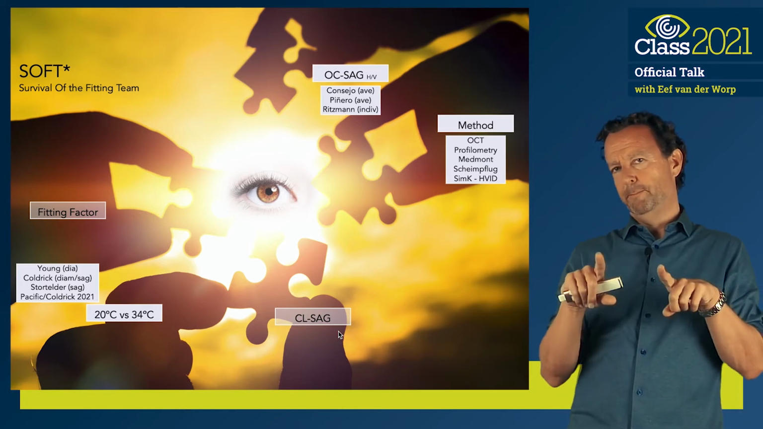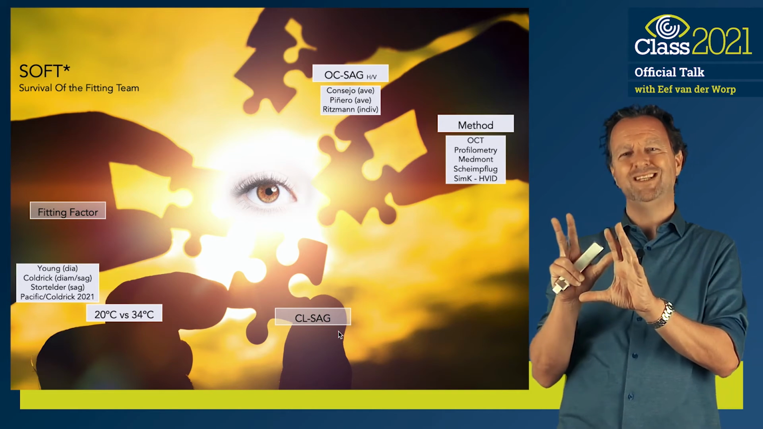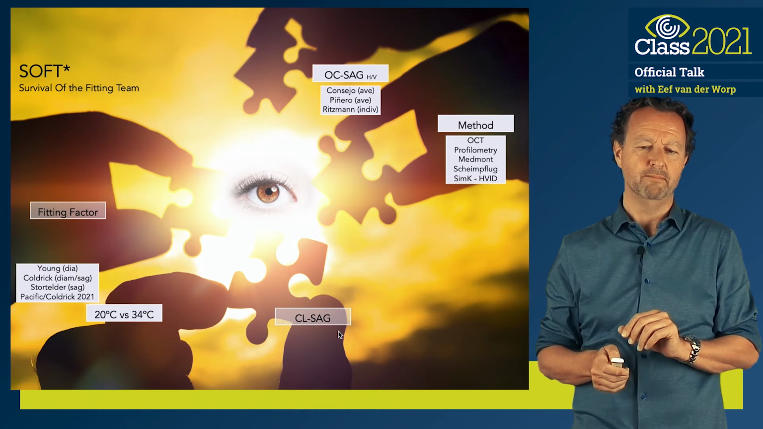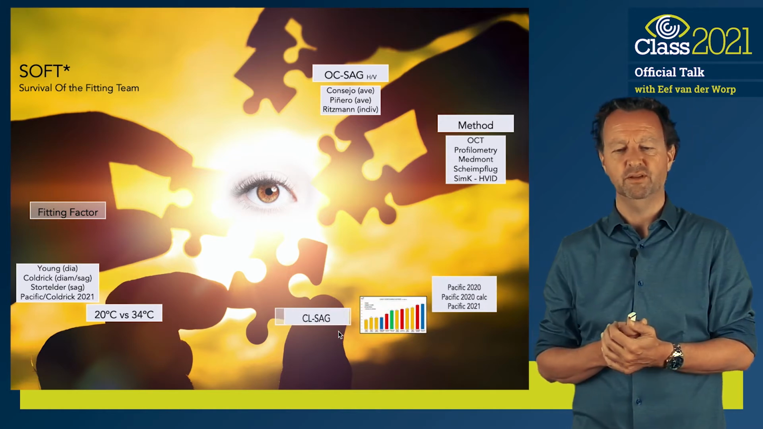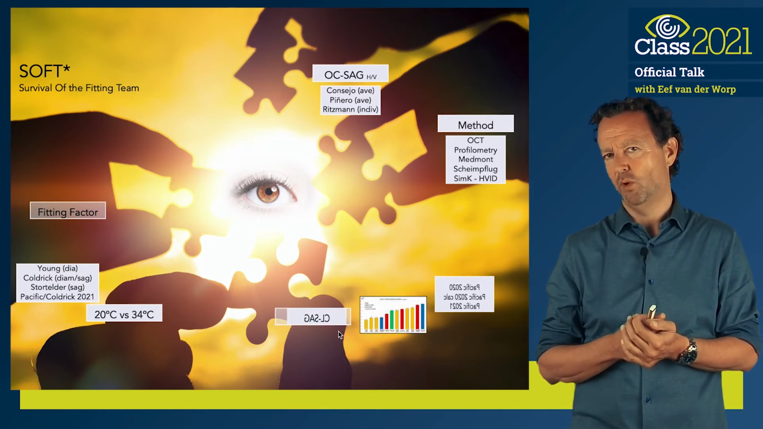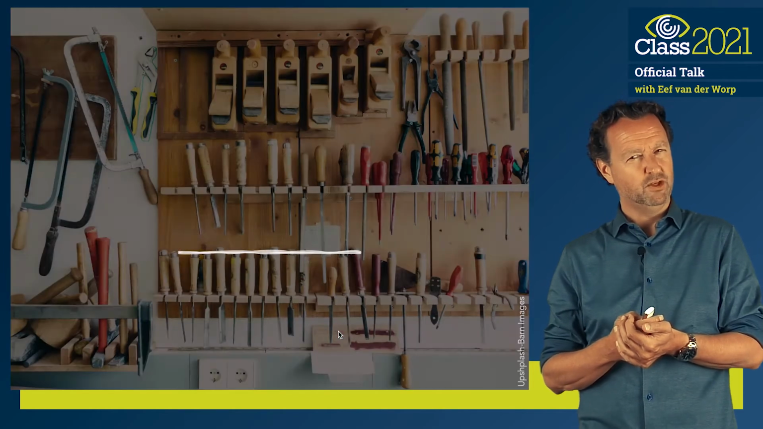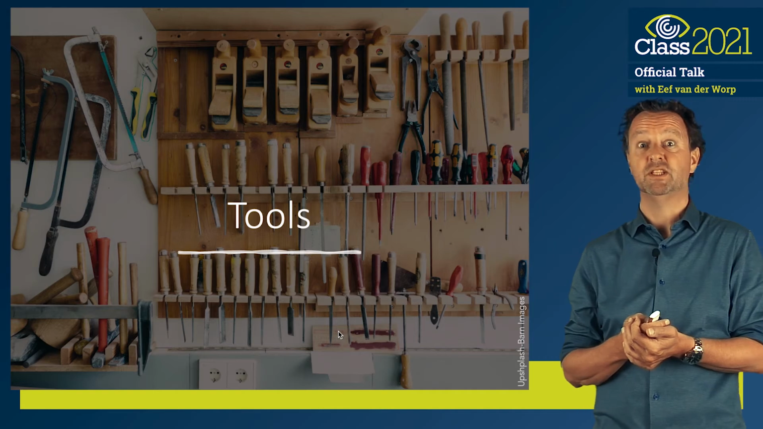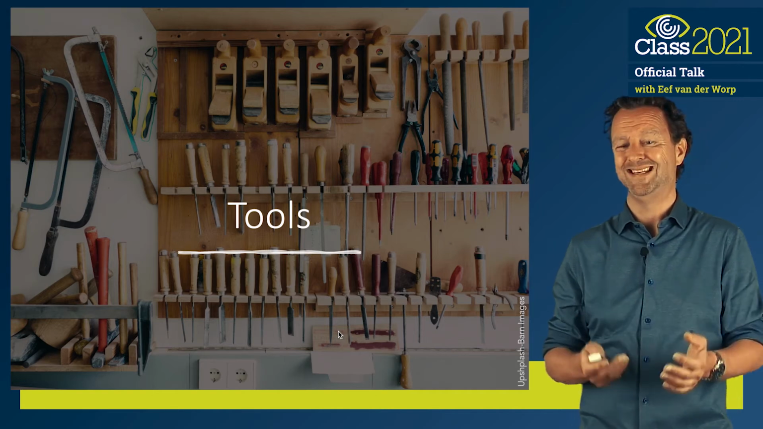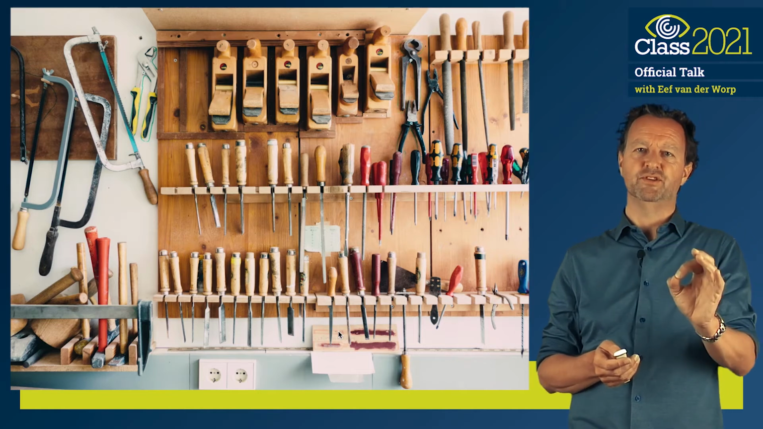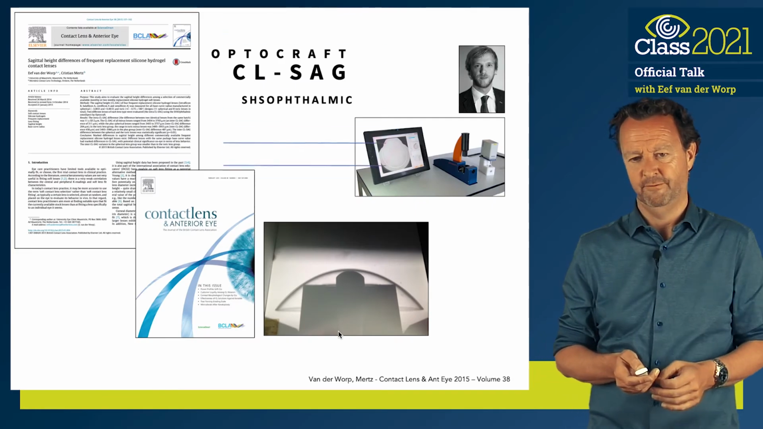Alright, so let's go back to the puzzle. I think on the OCSAT part, we almost solved that part pretty much. Now let's take a look at the contact lens part. What do we know about that? Well, there's a couple of things we do know, there's a couple of things we don't know. So let's take a look at our tools more in depth, and specifically the tools to fit our lenses, which is the lenses itself.